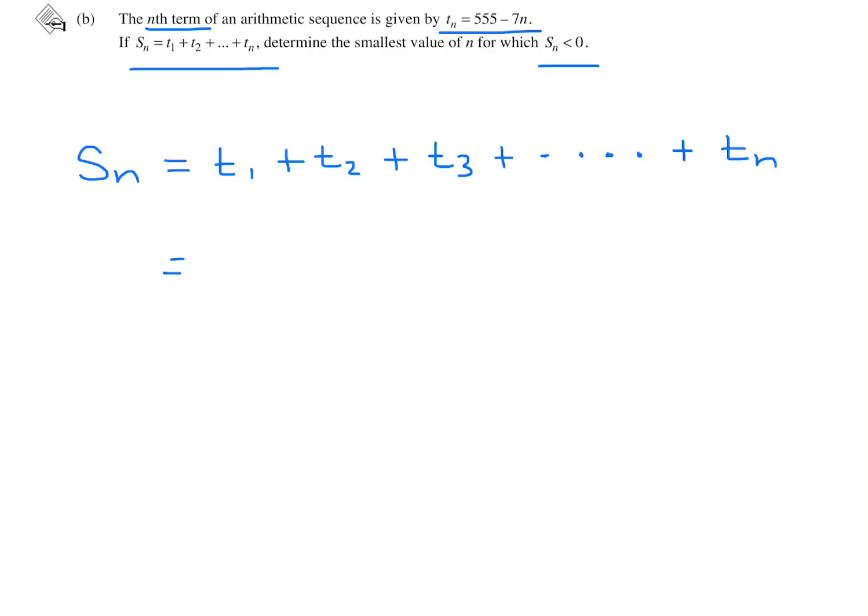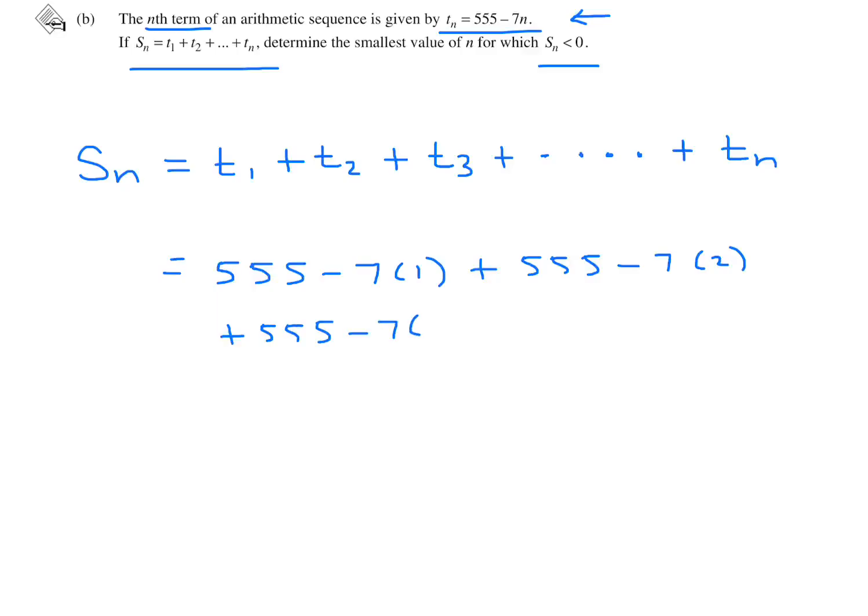And we know that t to the n is equal to 555 minus 7n. So t1 would be 555 minus 7 times 1. And then t2 would be 555 minus 7 times 2. And then so on. 555 minus 7 times 3 for t3. And then all the way up to 555 minus 7n, like that. So this looks like we can group this together.